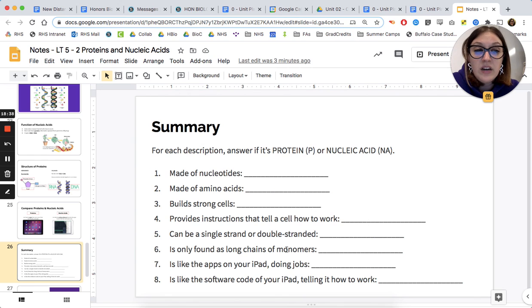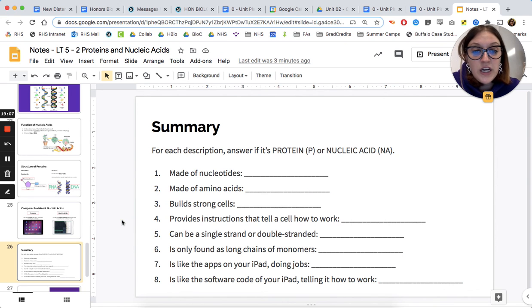This is a really tough one. I'm going to give you another clue here. It's long chains of amino acids. Number 7, which one of those two is like the apps that do jobs on your iPad? And number 8, which of these is like the software code of your iPad that tells it how to work?